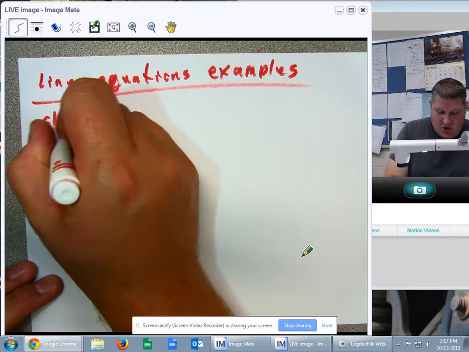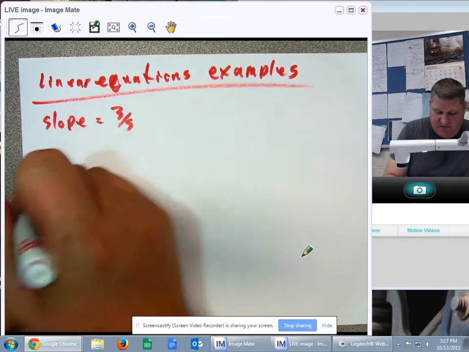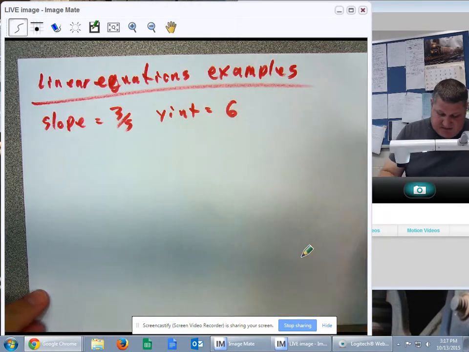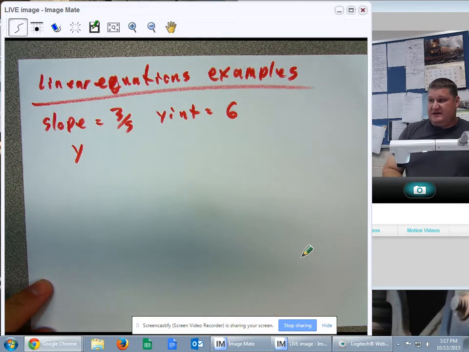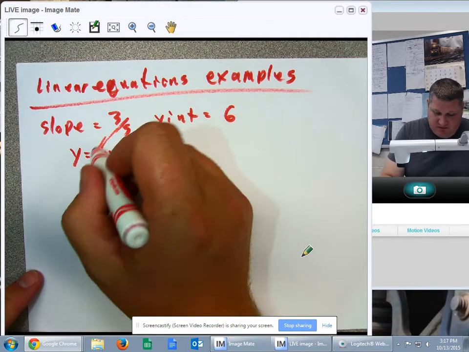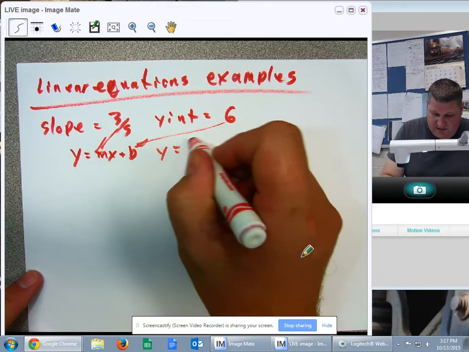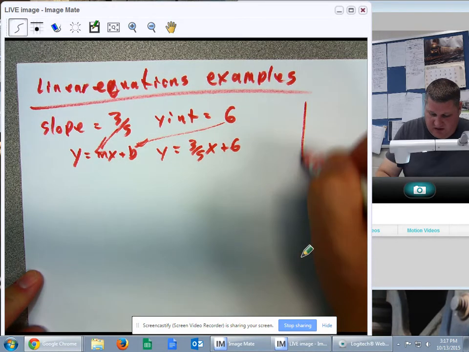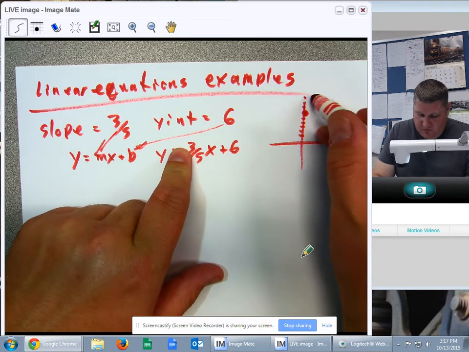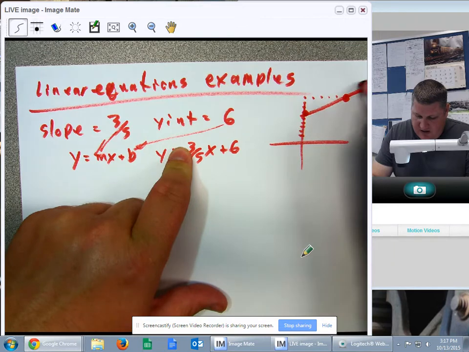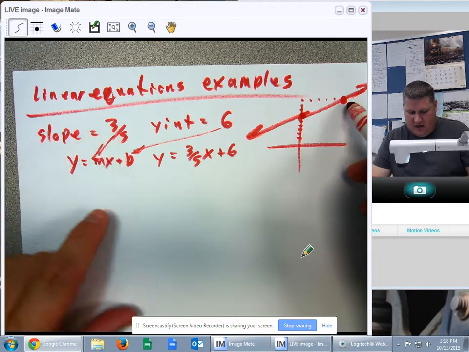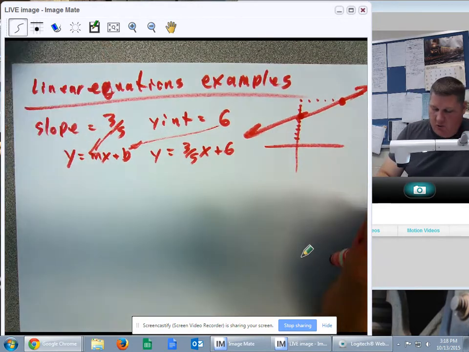If I say slope equals 3/5 and y-intercept equals 6, that means I can write an equation very easily using y equals mx plus b and simply plug the respective pieces in. So y equals 3/5 x plus 6. I can go over to graph it and say 1, 2, 3, 4, 5, 6. 1, 2, 3, 1, 2, 3, 4, 5. And now I have a graph using a y-intercept and a slope, and I have an equation all put together, and I have the whole package.